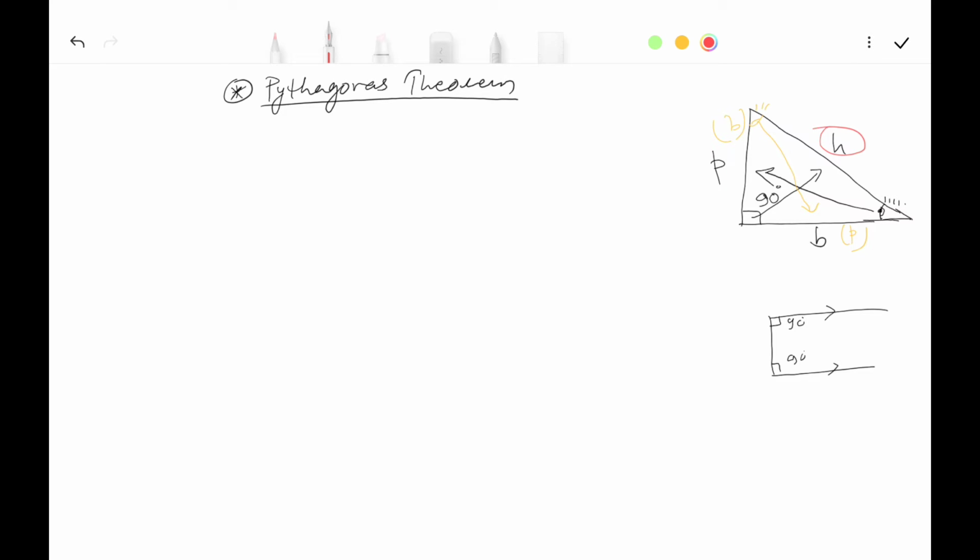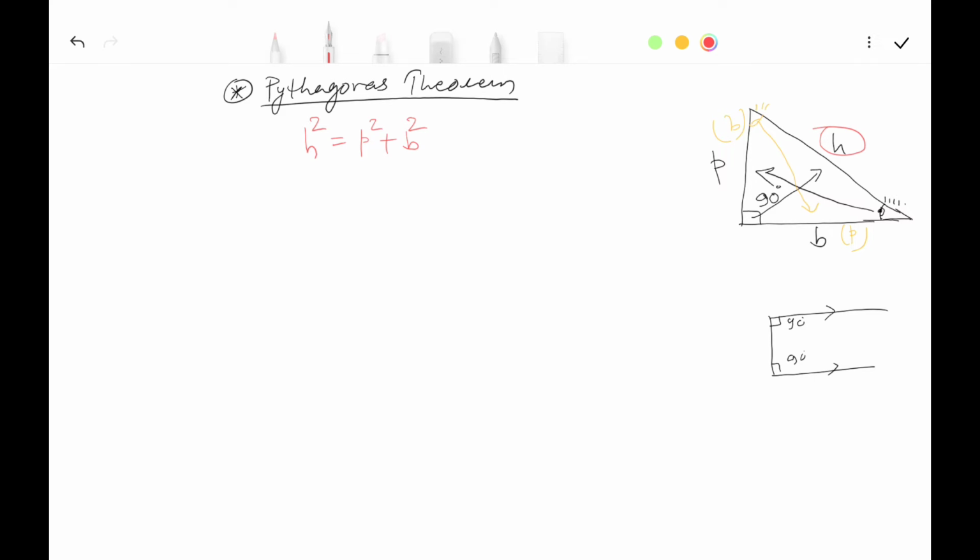Now what Pythagoras theorem tells us is that the square of the hypotenuse is equal to the sum of squares of the other two sides in a right angled triangle. So this is what the Pythagoras theorem tells us. This is all we need here. We have to identify H, we have to recognize P and B with respect to our reference angle, and then we'll define some ratios here.